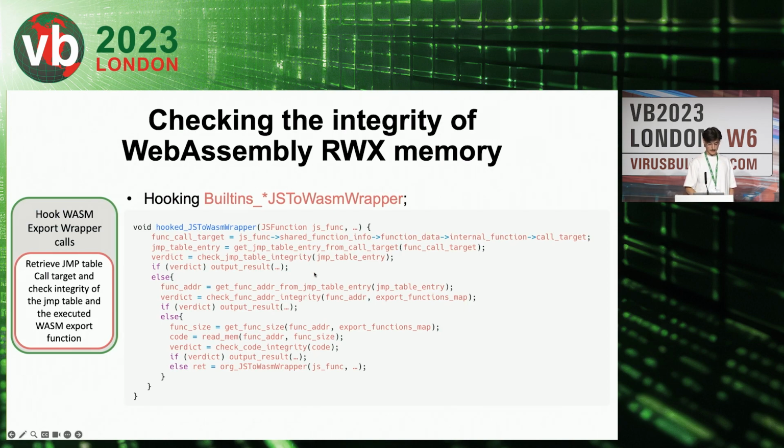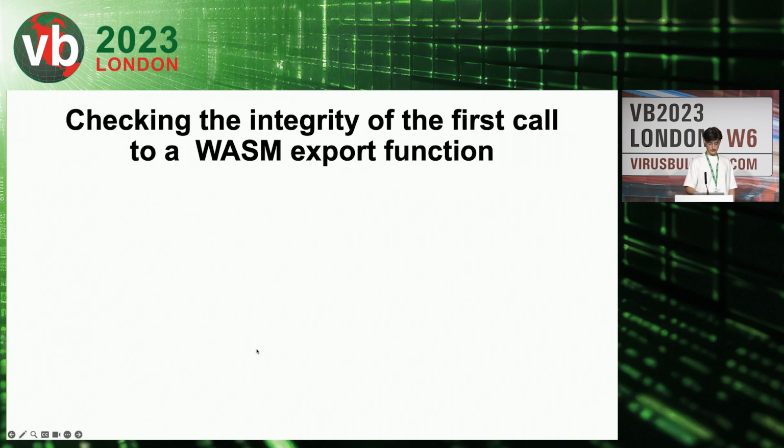So our first check here is checking the integrity of that gem table entry. If the check passes, we go and retrieve the function address, check if that function address is in our export function map, and then get our function size, so we can retrieve the code and perform our integrity checks on that code. Now, for the integrity checks, first we are going to see what the integrity checks are when the function is called for the first time.